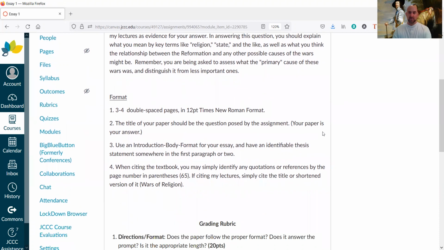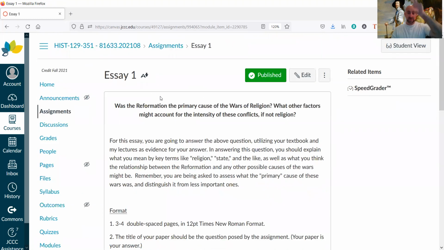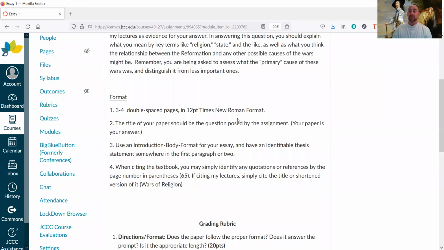And all of your papers will be basically the same thing in terms of format: 3 to 4 pages, double spaced, 12-point Times New Roman format. The title of your paper should be the prompt. Just put it up there, and then your paper is the answer. Your thesis should be the answer to that question, and it should have an introduction, body, conclusion format.